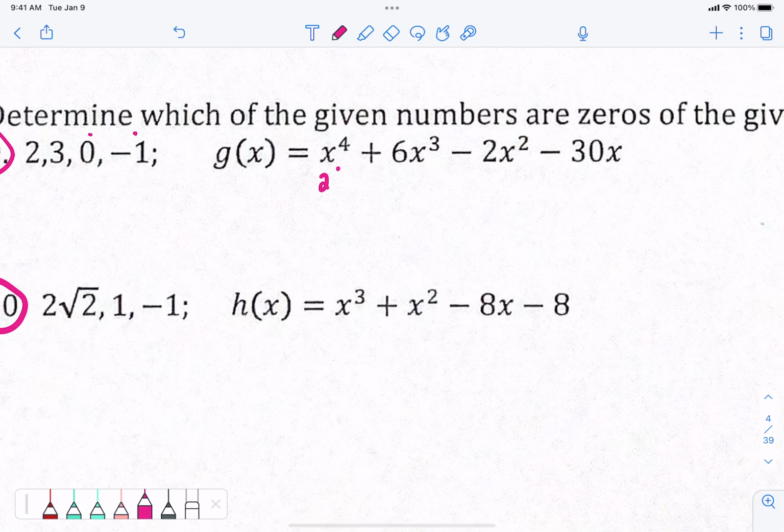0. So we're taking 2 to the 4th plus 6 times 2 to the 3rd minus 2 times 2 squared minus 30 times 2. What a dang mess. For every number, yes. But the nice thing is, as soon as you have it typed into your calculator, you can just go back up and substitute out every number, right? Does that make sense? Okay.